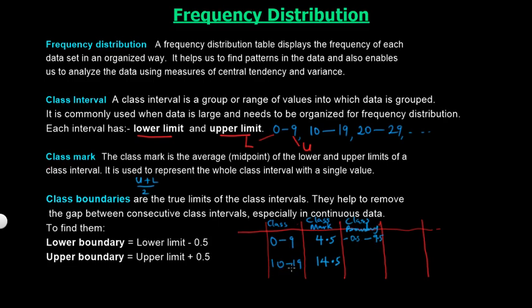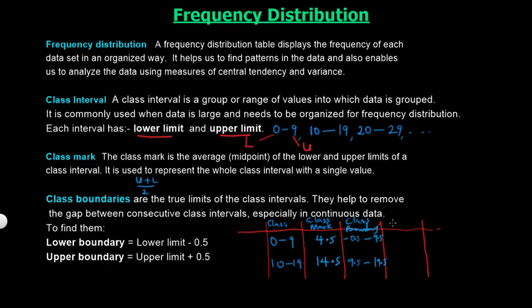To determine the class boundary for this class interval, we do the same thing. Remove 0.5 from this lower limit. It's going to give you 9.5. Then add 0.5 to this upper limit. That will be 19.5. So that shows the true limit of the class interval. That is what class boundary helps to cater for. So when you are dealing with this, you need all this.